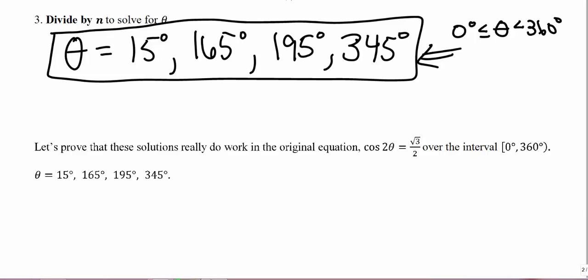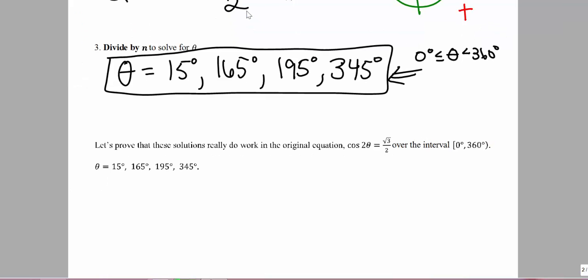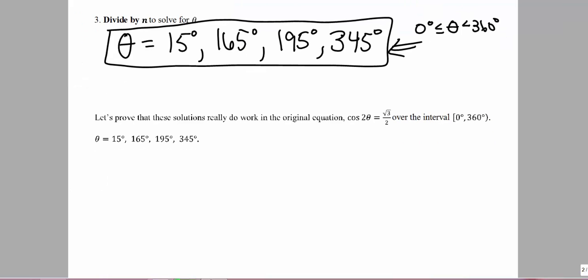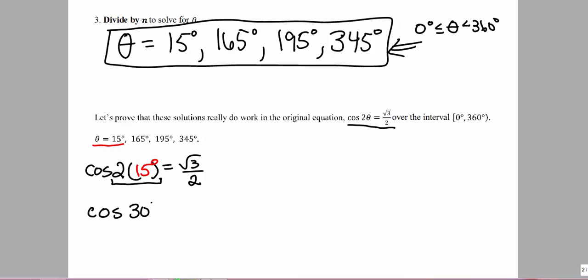So what we're actually doing is solving for what angle theta we would need to put back into the original equation, multiply by 2. Once we find the cosine value of that double angle, it should be square root of 3 over 2. So one of our solutions was 15 degrees. If I put 15 degrees back into the original equation, the first thing that has to happen is that you would have to multiply the angle by 2. So that's cosine of 30 degrees.